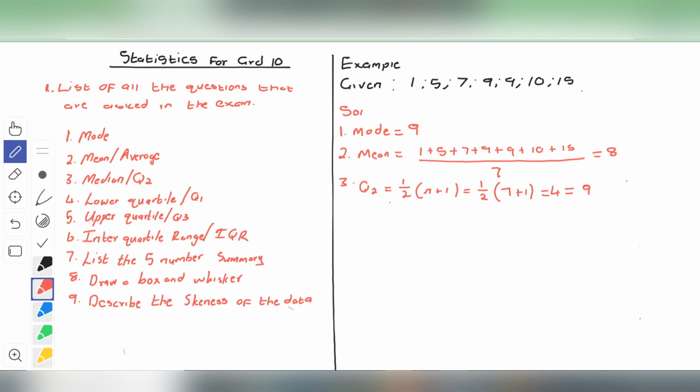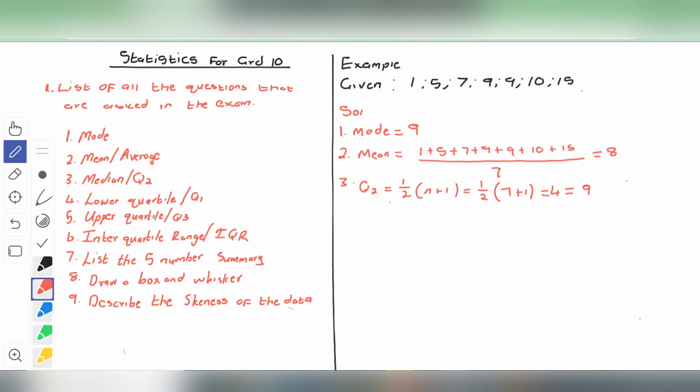So we can see that the first one is 1, the second one is 5, the third one is 7, and the fourth one is 9, right? So that's where our median is. That's why we write 9. So the answer of Q2 is 9, not 4, right? I hope it's clear. So this is how we determine Q2.